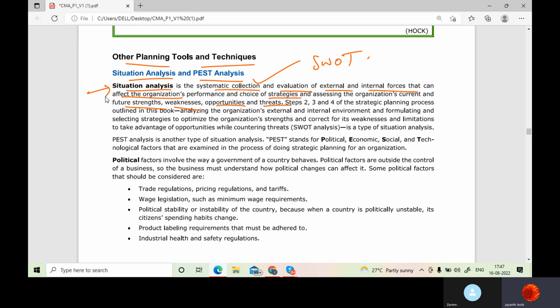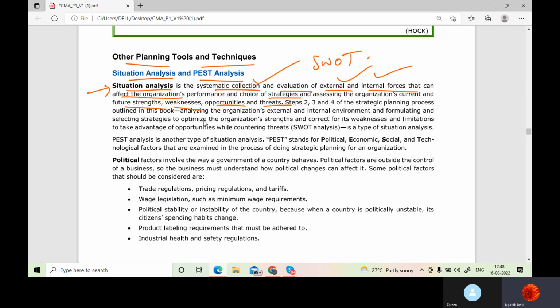Okay, so what is this situation analysis? Situation analysis is a systematic collection and evaluation of some particular forces which are external as well as internal, and that can have an impact on the organization, and that can impact the organization's performance. Okay, and then seeing the impact of those factors on the organization, we again see what can we do to reduce the adverse impact of various factors on our organization.